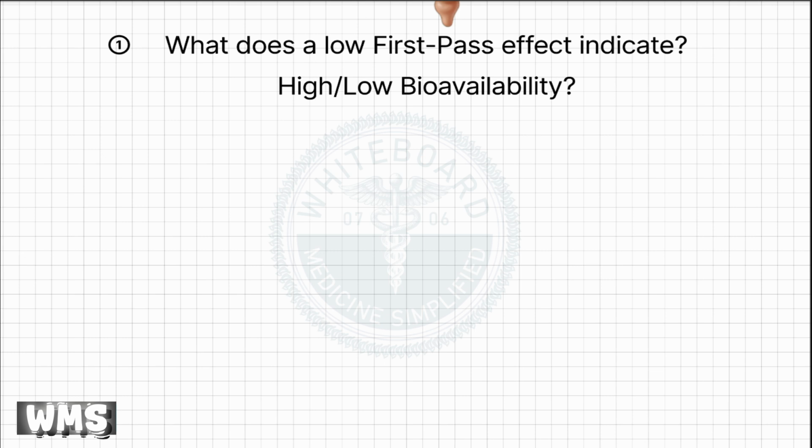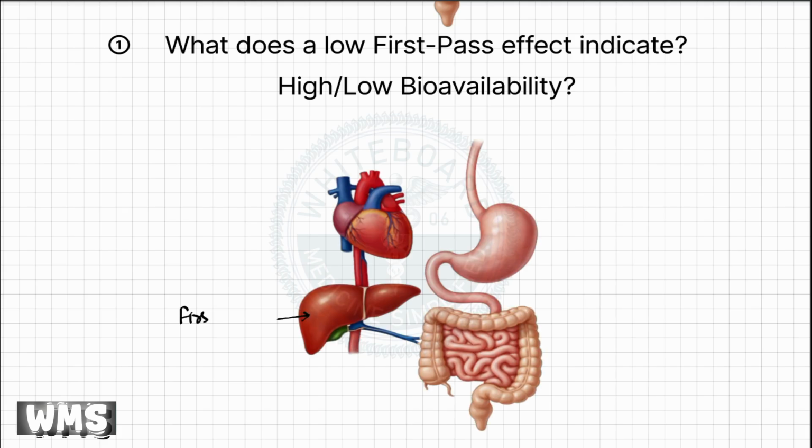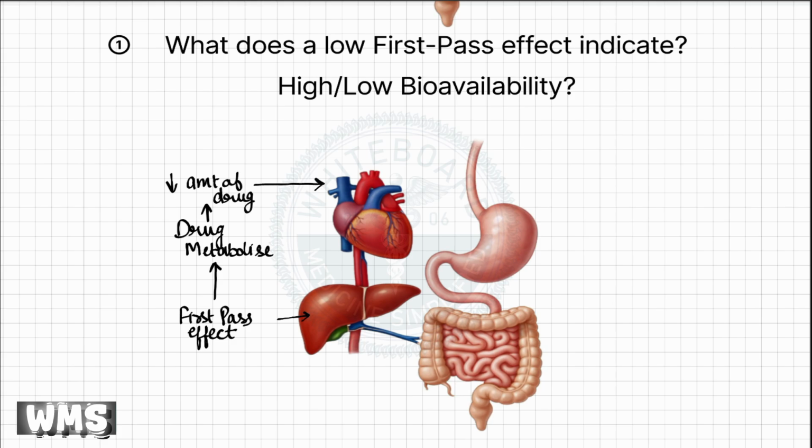High or low bioavailability? First pass metabolism occurs mainly in the liver, where the drug is metabolized before it reaches the systemic circulation. This metabolism reduces the amount of drug that reaches the bloodstream in an unchanged form. Therefore, if a drug has low first pass metabolism, less of the drug is metabolized by the liver, which means more of the drug reaches the systemic circulation. Hence, low first pass metabolism indicates high bioavailability.